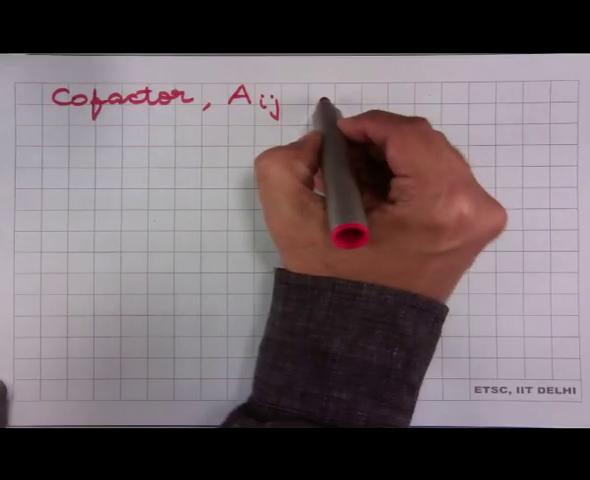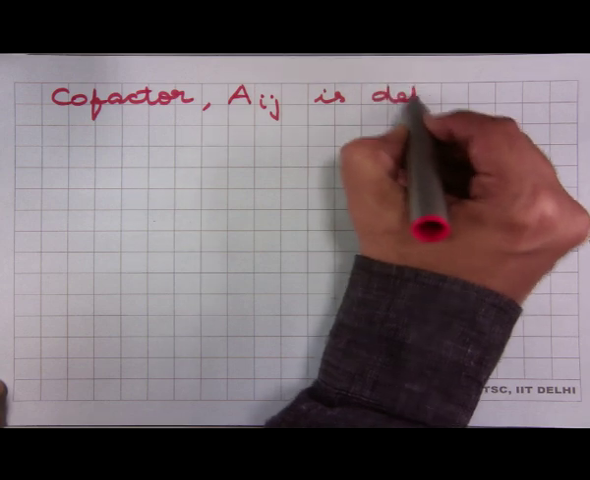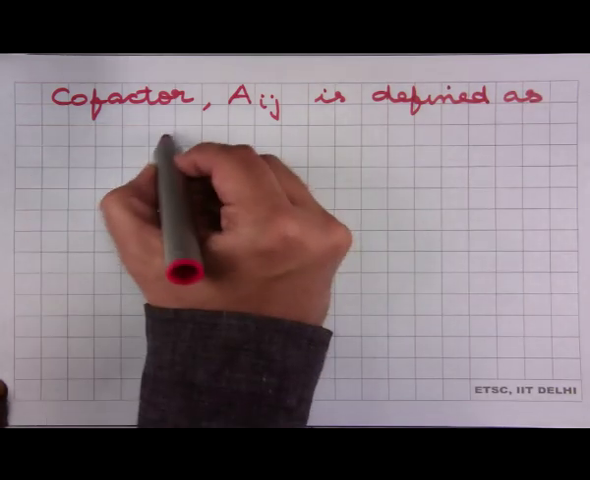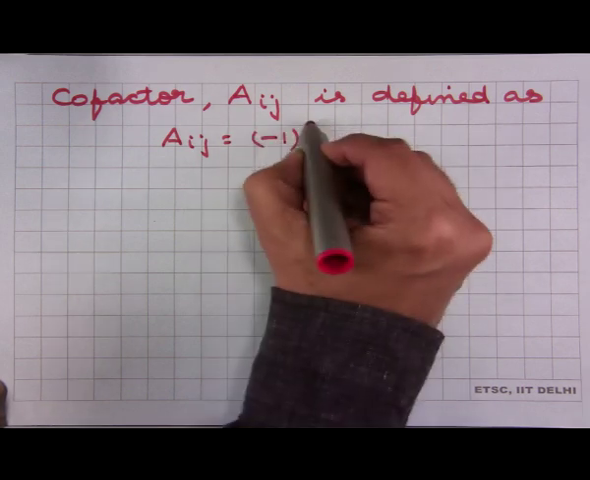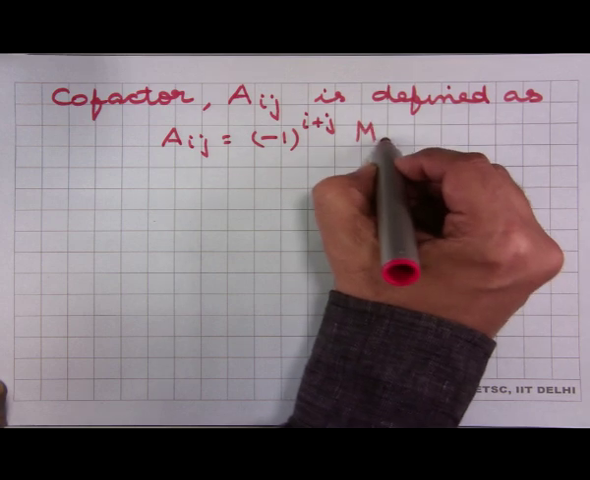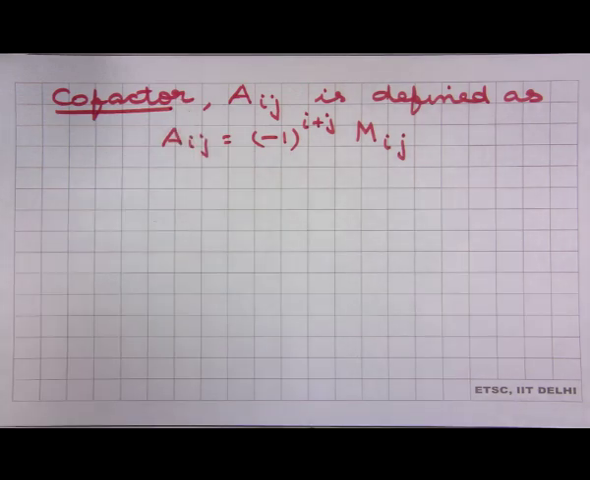So this cofactor is defined as Aij is minus 1 power i plus j into Mij. So it is this power of minus 1, depending on whether i plus j is even or odd, which will determine whether the cofactor is equal to the minor or equal to minus times the minor.